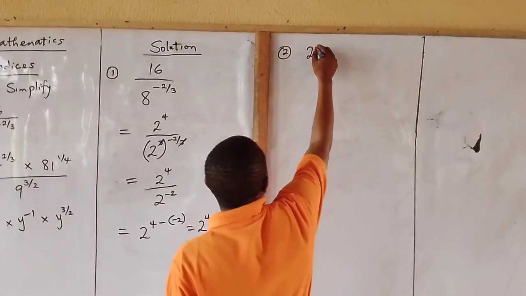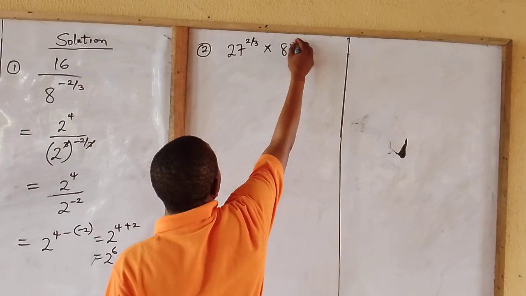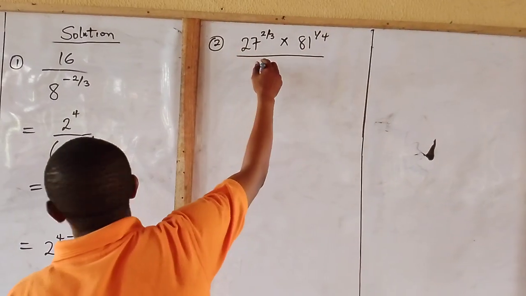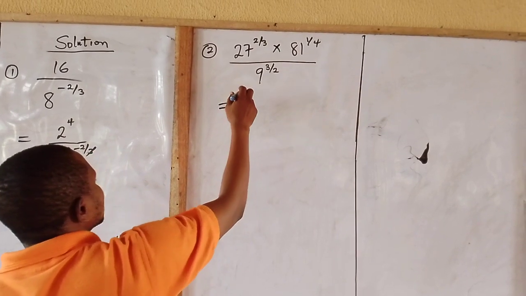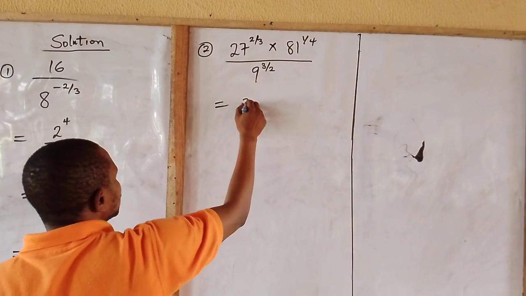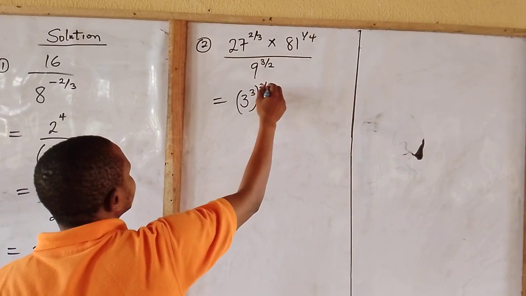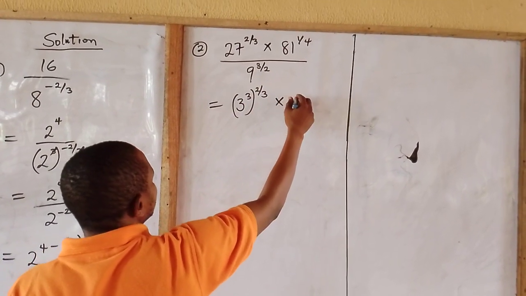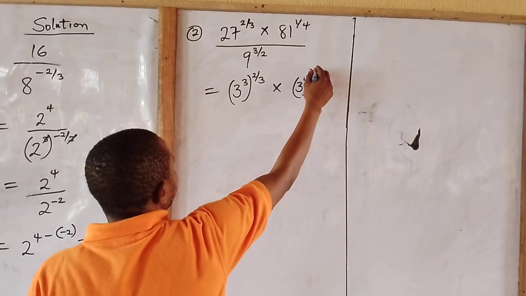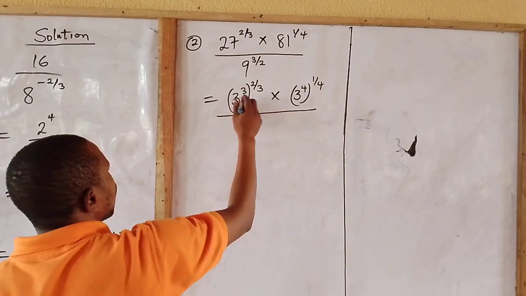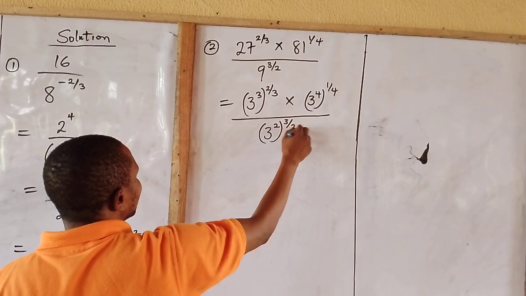We have 27 raised to power 2 over 3 multiplied by 81 raised to power 1 over 4 over 9 raised to power 3 over 2. We are going to express 27 in index form, which will be 3 raised to power 3. Don't forget that we have raised to power 2 over 3. Multiplied by 81 will be expressed in form of 3 raised to power 4. We close the bracket, raised to power 1 over 4. Over 9 will be 3 raised to power 2. Don't forget that we also have raised to power 3 over 2 here.